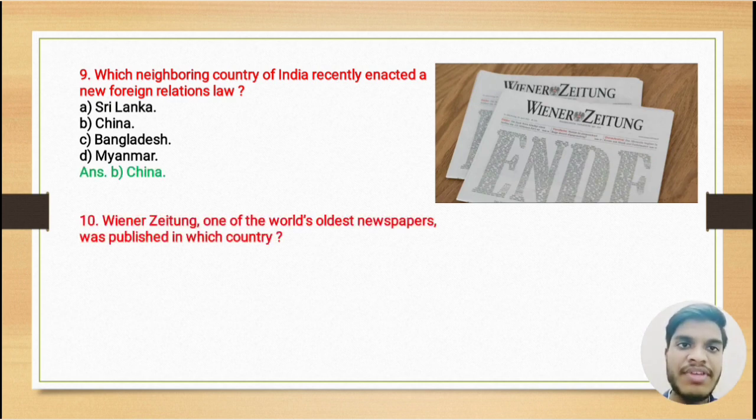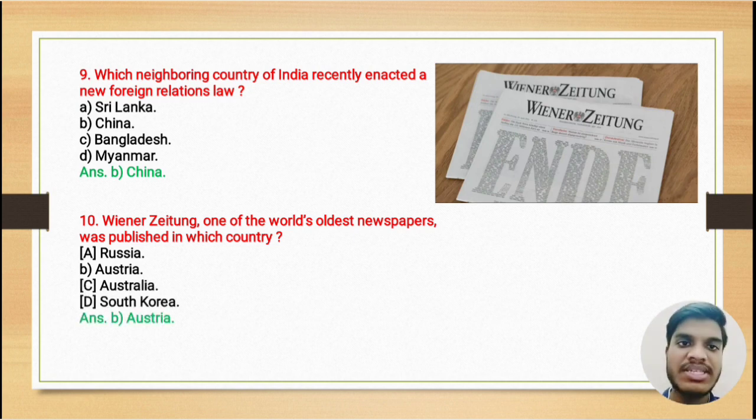10th one, Wiener Zeitung, one of the world's oldest newspapers, was published in which country? Option A, Russia. Option B, Austria. Option C, Australia. Option D, South Korea. The answer is option B, Austria.